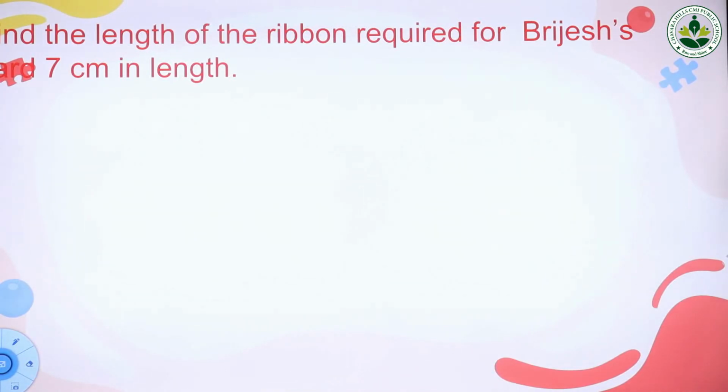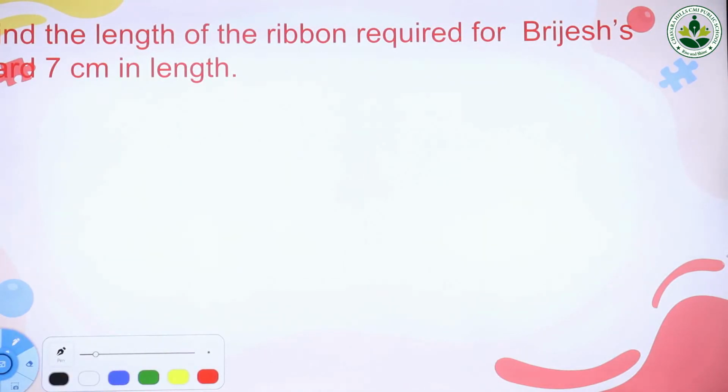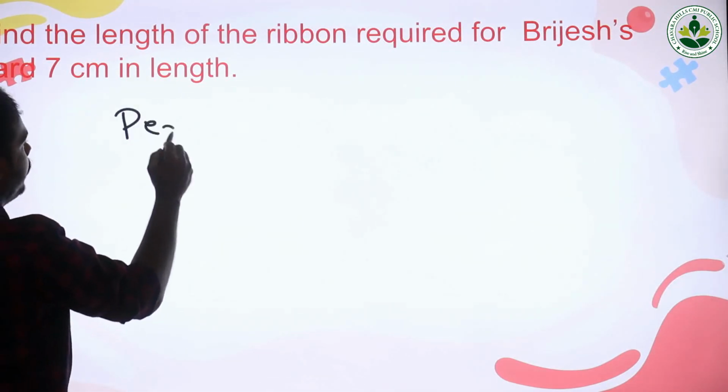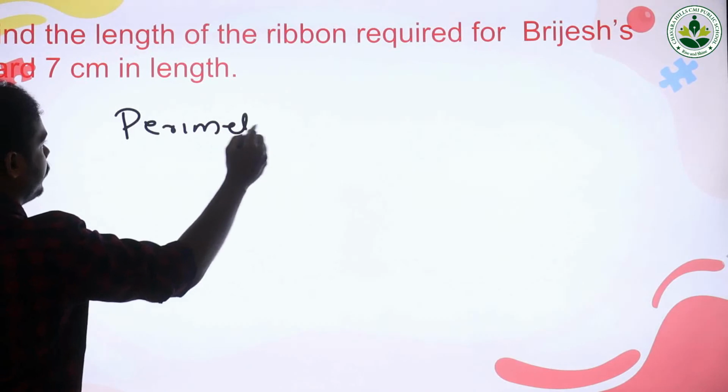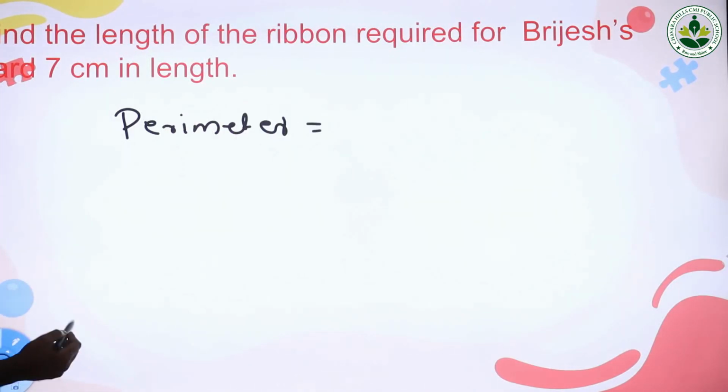And for finding the length of the ribbon required for Bijay's card, 7 cm is the length of Bijay's card's sides. We need to find out the length of the ribbon required for Bijay's card. How will you find? We need to find out the perimeter.